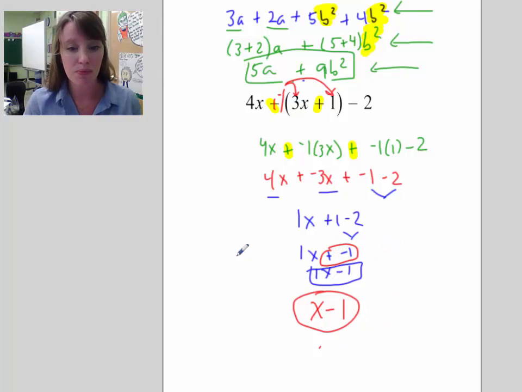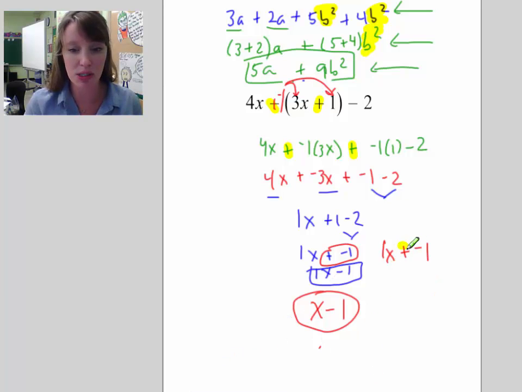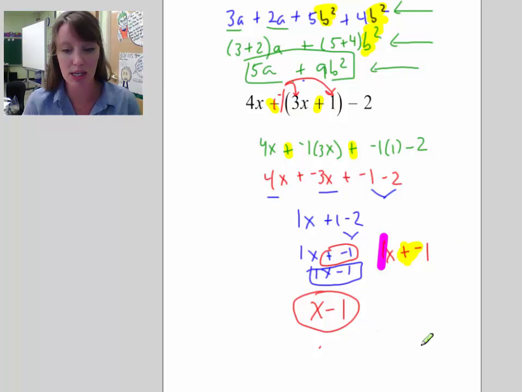So here, the difference between x minus 1 and 1x plus negative 1, which is what I had on this line, is that there are some extra symbols. This is an extra symbol. These two can be combined, and I didn't need this symbol. So we have x minus 1, an equivalent expression using fewer symbols.